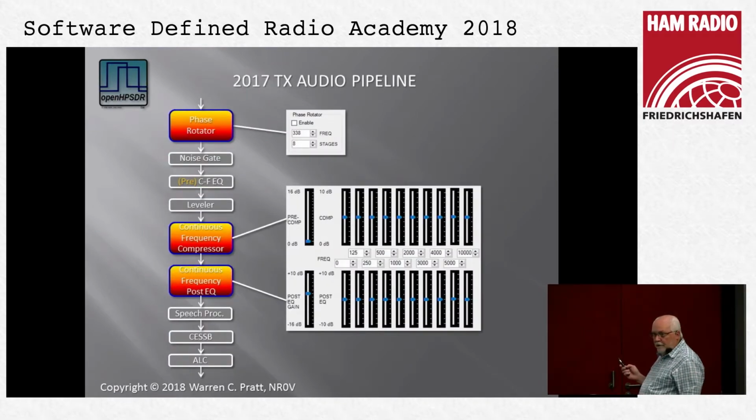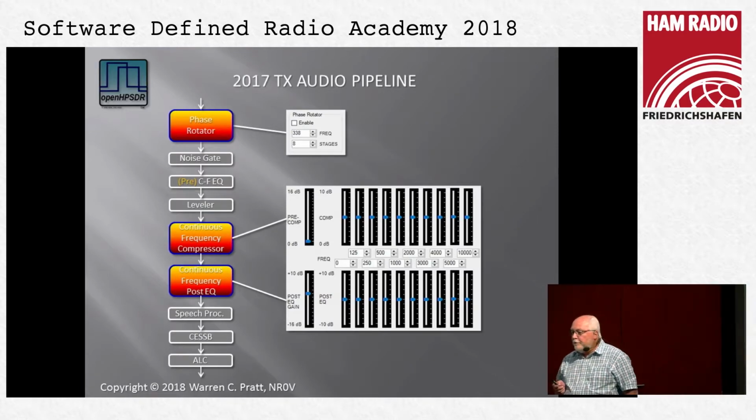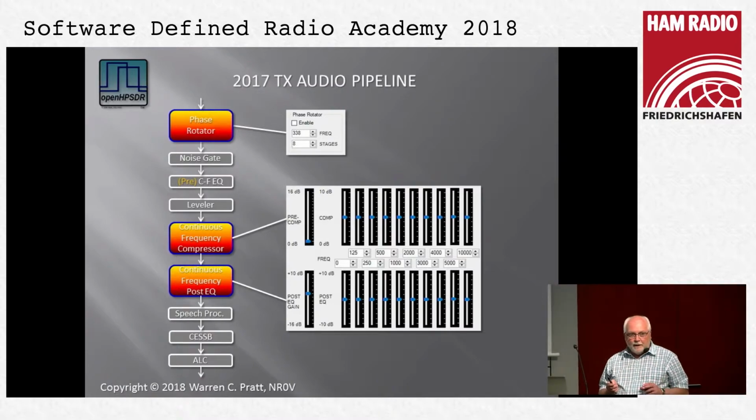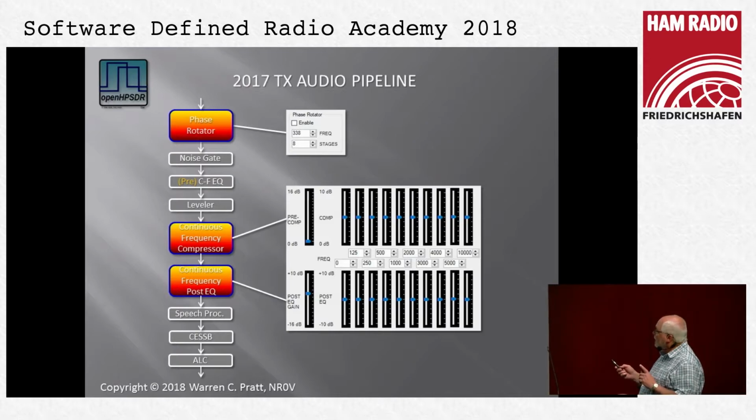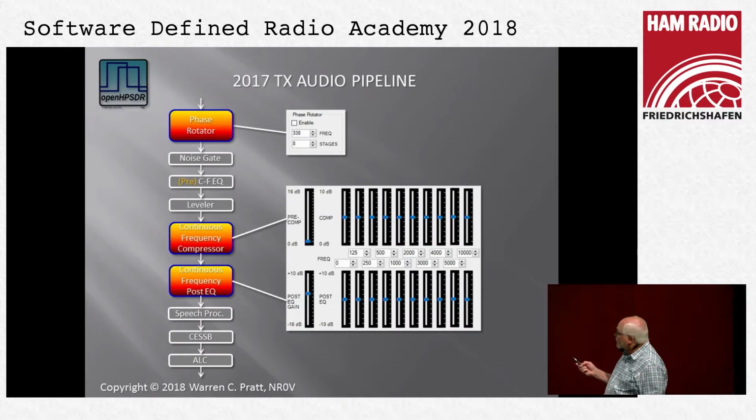Now, the more recent additions have been a phase rotator, a new continuous frequency compressor, and along with that, a second continuous frequency equalizer. We'll examine each one of these. I might just mention at this point, the continuous frequency compressor and equalizer work much like the other one. We specify frequency points. In this case, the compression is interpolated between the points at which you specify it, as is the equalizer gain.